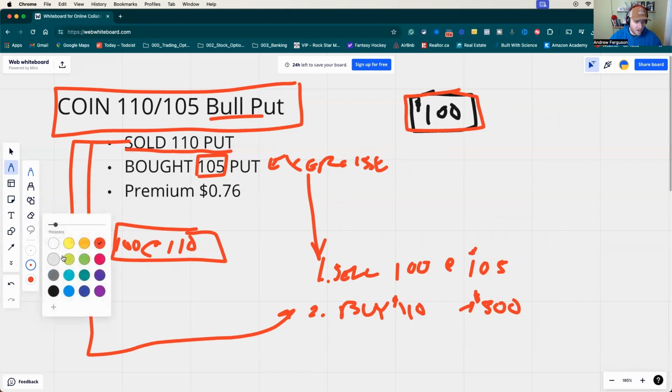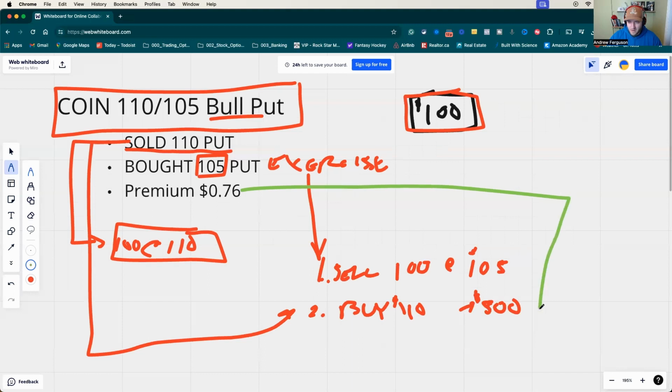But if we look at and take our premium from over here, $76 that we got to do this trade, we can plug this in right there, 76, and it just mitigates our loss a little bit. So instead of $500, we go down instead to 424. So it's a little bit less risky to do this as long as you remember to exercise this position prior to the contract expiring.